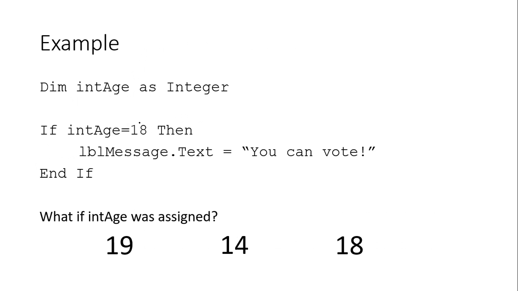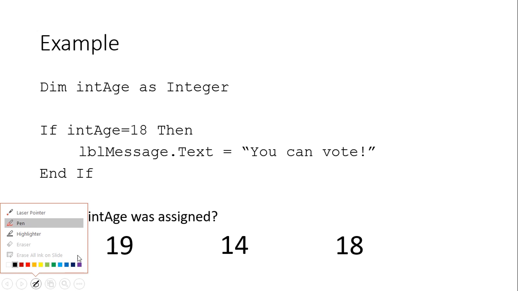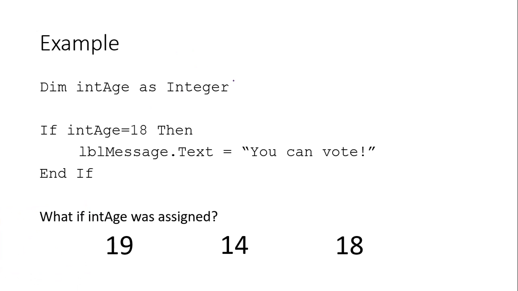Let's take a look at an example here. So I have dim intAge as integer. And I have if intAge is equal to 18, then lblMessage.text equals "You can vote", end if. So ultimately we've got a couple of different statements here. What if intAge is 19? What if it's assigned the value of 19?